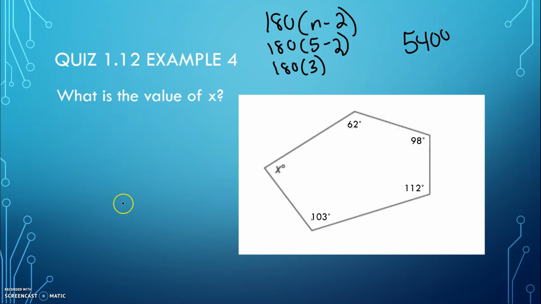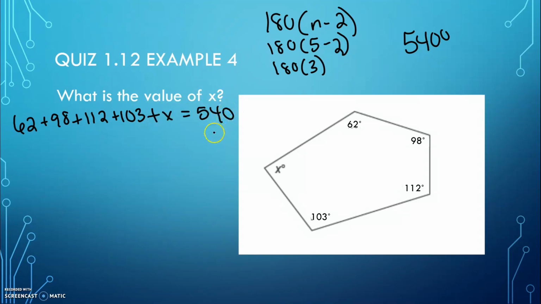So we write an equation that 62 plus 98 plus 112 plus 103 plus x equals 540. We combine our like terms. 62 plus 98 plus 112 plus 103. That gives us 375 plus x equals 540.